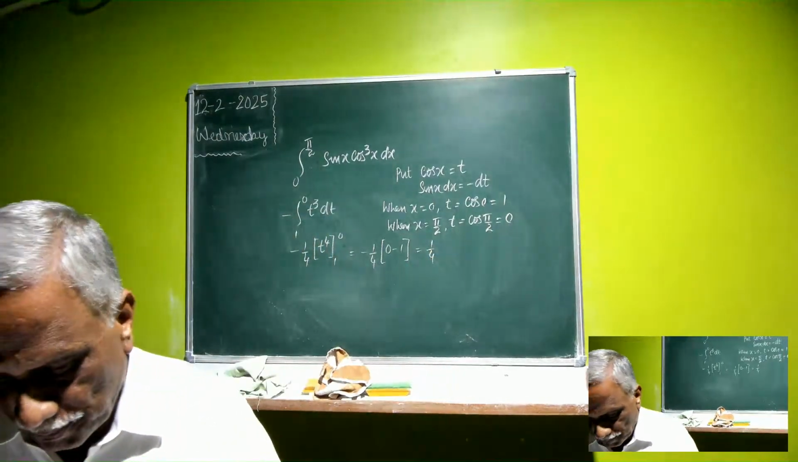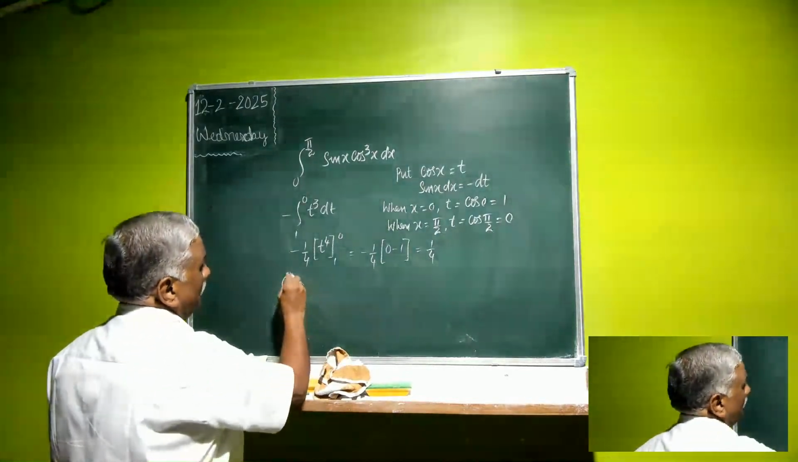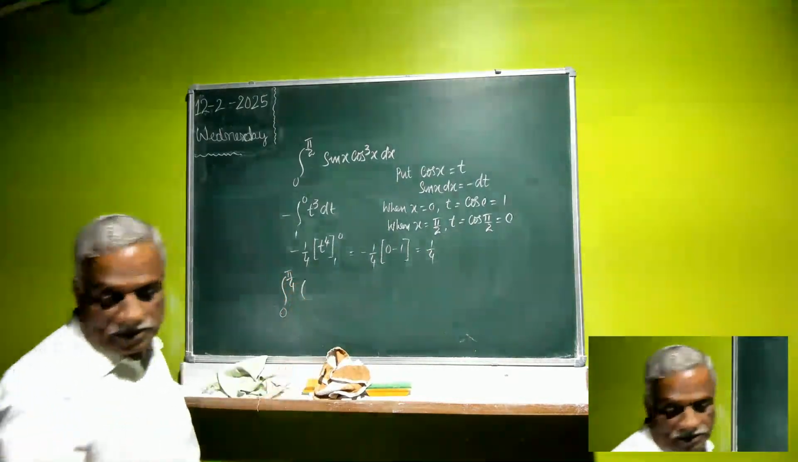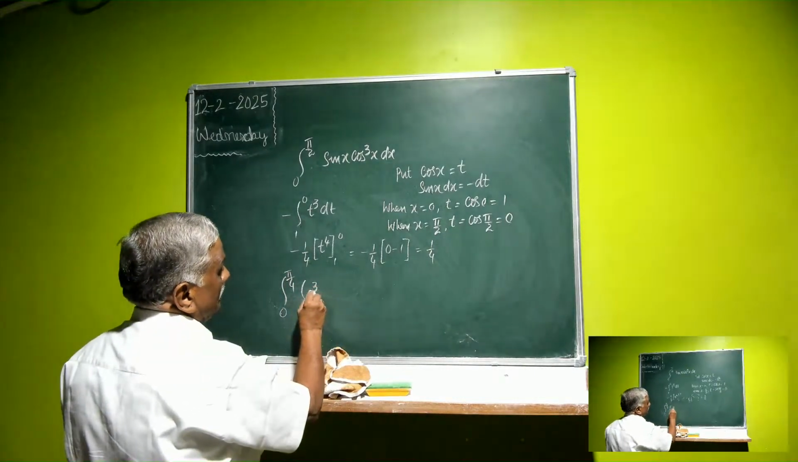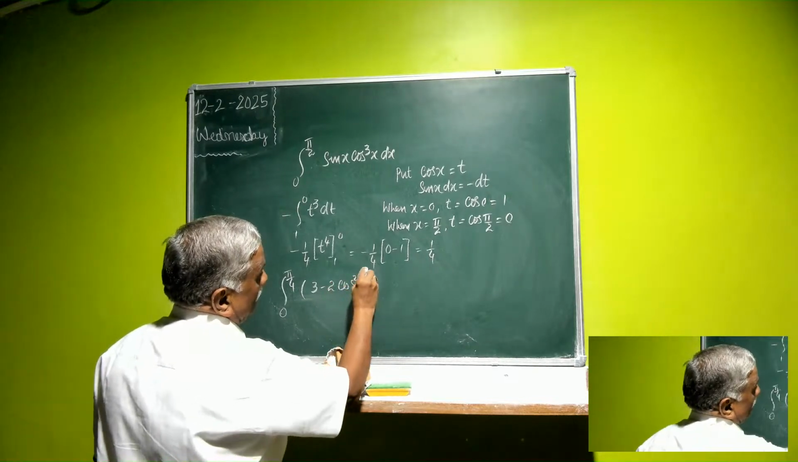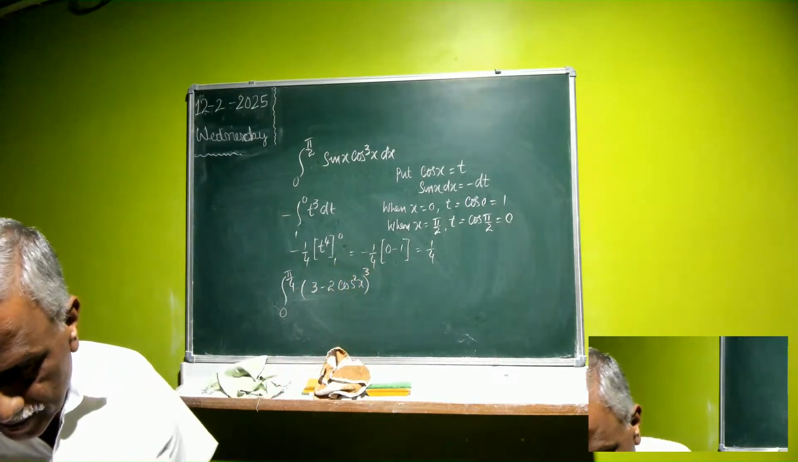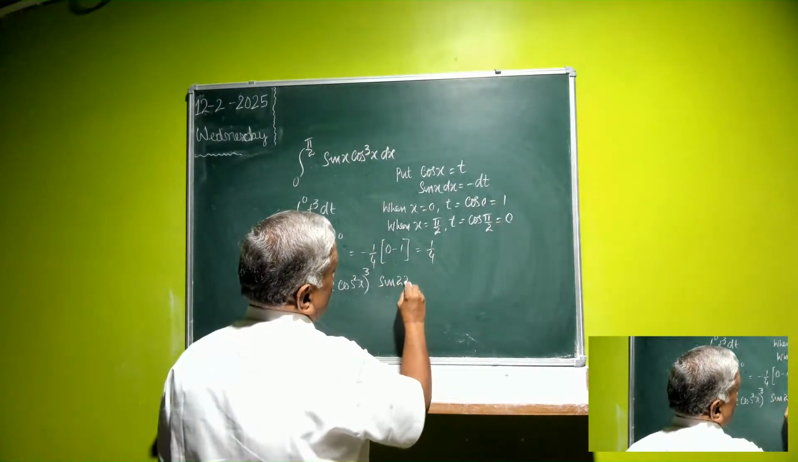One more problem. Integral from 0 to pi by 4 of (3 minus 2 cos square x) whole cube into sin 2x dx.